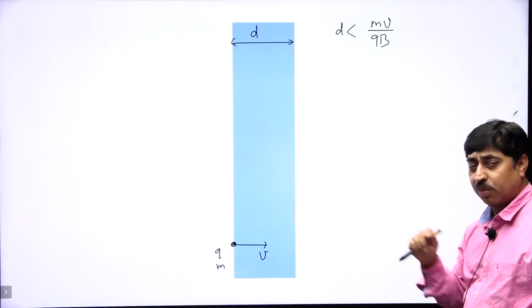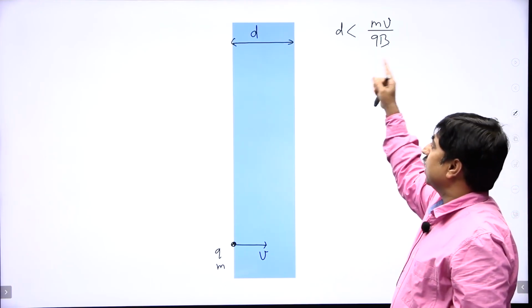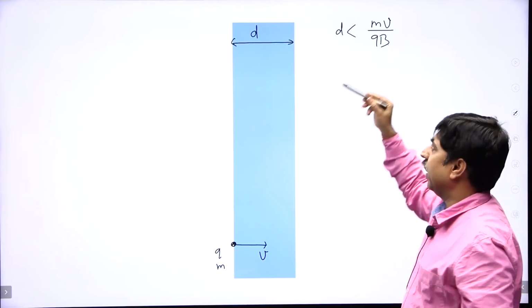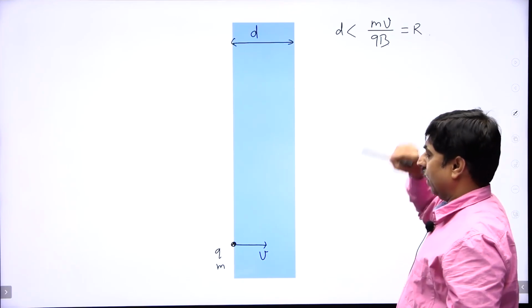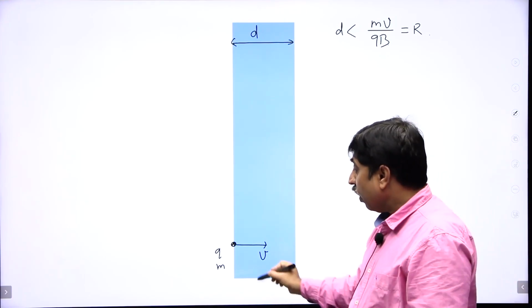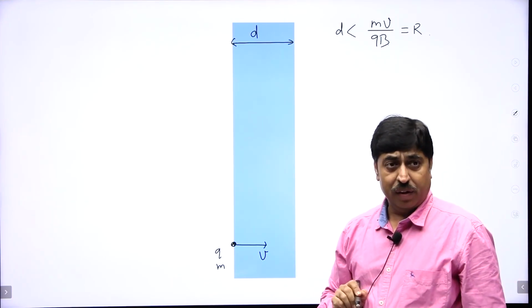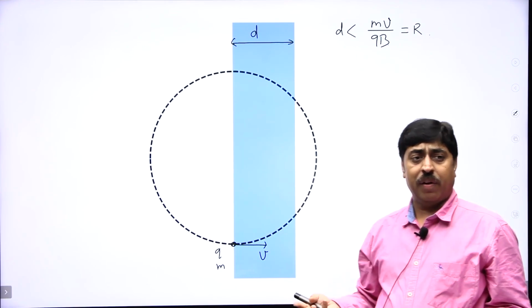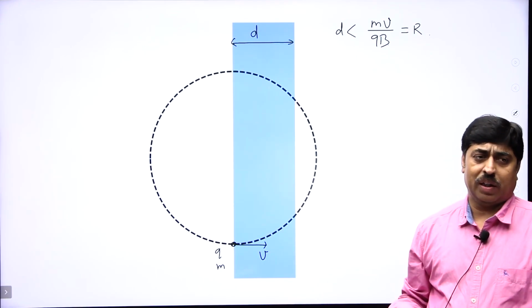So, this is the same situation that I want to discuss. d is less than mv by qB, d is less than the radius of the circular path taken by the particle. The magnetic field is inward, its strength is B. You have projected a charge somewhere here. Had there been a magnetic field everywhere, it would have gone in a circular path like this.